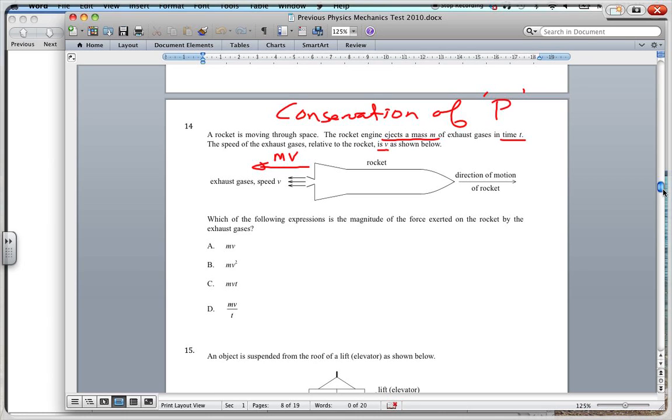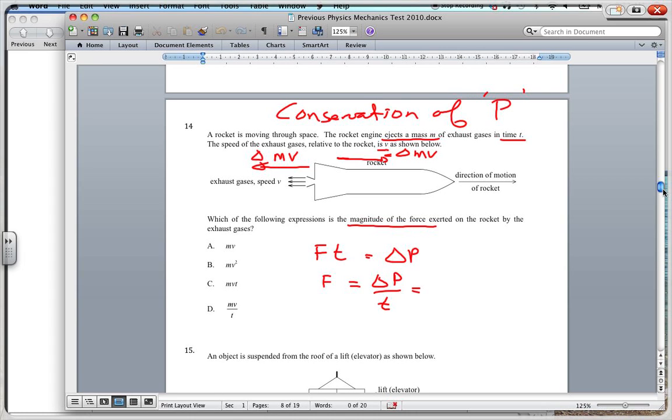Because this is an isolated system, it's all happening within the rocket, there must be conservation of momentum. Therefore, the momentum before must equal the momentum afterwards. So in this direction, there's a change in momentum in that direction. So in this direction, there must also be a change of mv, and it would be minus because it's in the opposite direction. Now, which of the following expressions is the magnitude of the force exerted by the rocket? Now, a change in momentum is equal to Ft, which is the impulse. So F is equal to change in P over t.